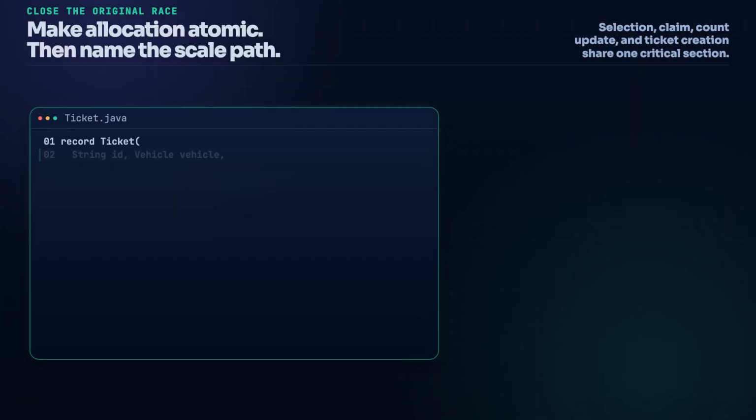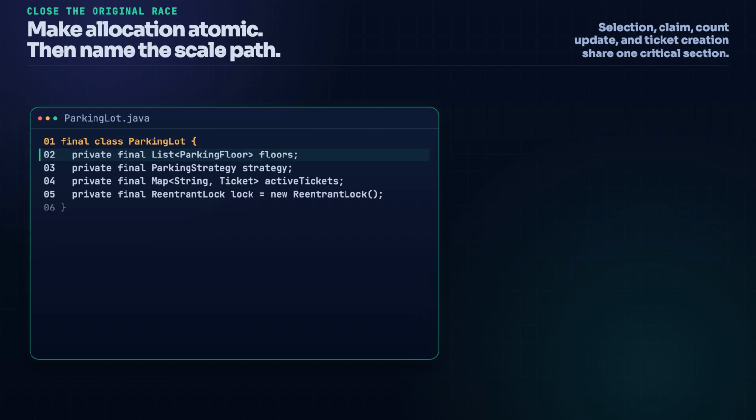Before we return to the race, type the allocation record. A ticket stores its ID, vehicle, floor, spot, and entry time. It is not just a receipt, it is the information required to find and release the same allocation later. Now the parking lot can become the facade. It owns the list of floors, the injected strategy, a map of active tickets, and one re-entrant lock. It does not own every spot directly. It coordinates the classes that do.